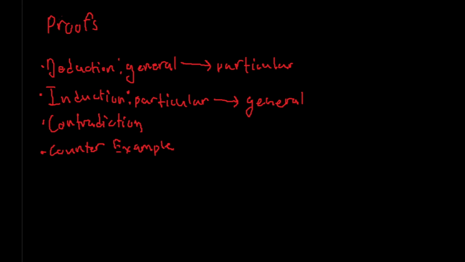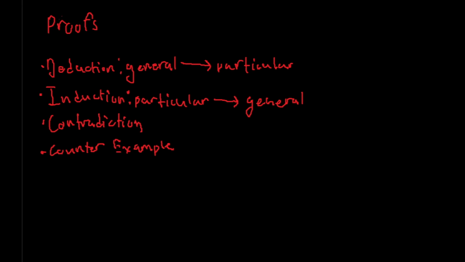Contradiction is when you take an inverse statement and you try to disprove it, so that if you're able to disprove it, then the original statement must be true. And counterexample, this is actually not a proof, this is a disproof. If you have a statement, a counterexample is just disproving it.